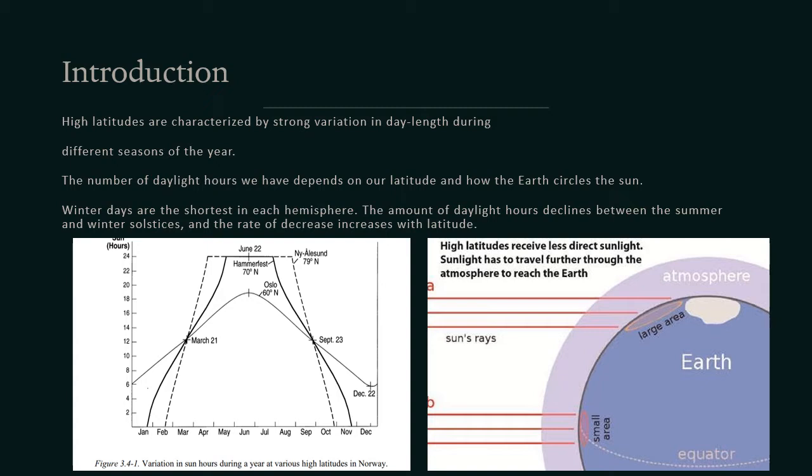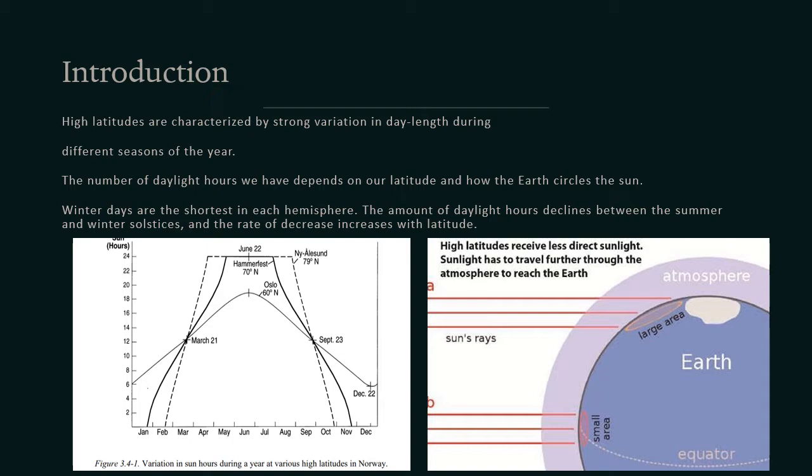The high latitude climates are characterized by strong variation in day length during different seasons of the year. The number of daylight hours depends on the latitude and how the Earth circles the sun. Winter days are the shortest in each hemisphere, and the amount of daylight hours declines between the summer and winter solstices, and the rate of decrease increases with latitude.